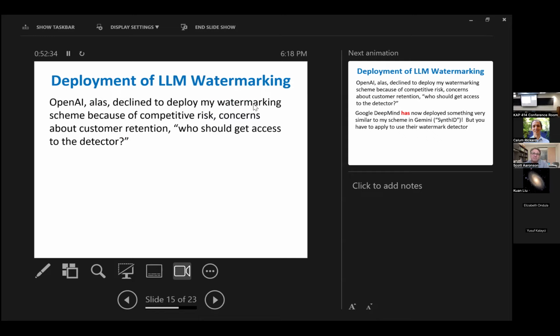Now, what can I say about deployment? Unfortunately, OpenAI declined to deploy my scheme. It went to Sam Altman and the other leadership of the company, and they were worried: what if we deploy this and then a lot of our customers hate it and leave for a competing LLM that does not watermark?